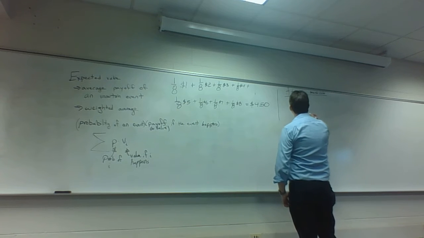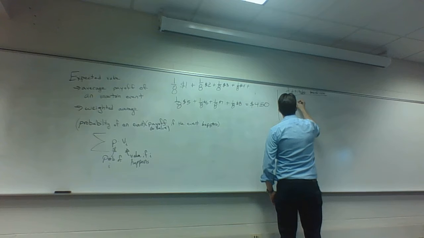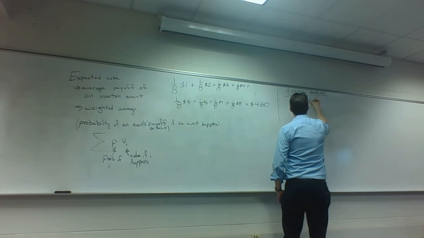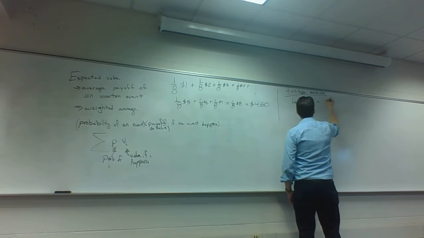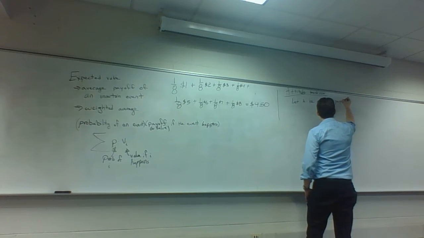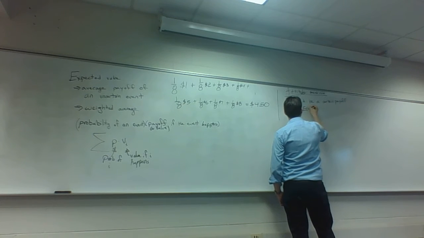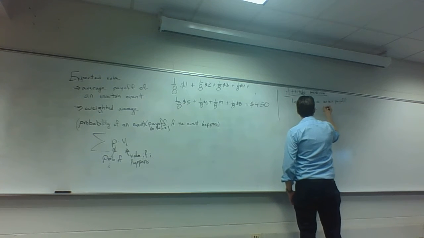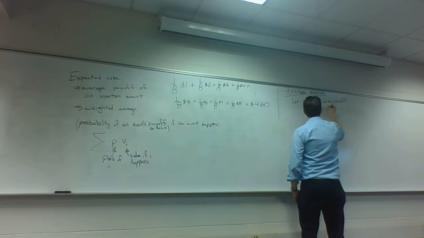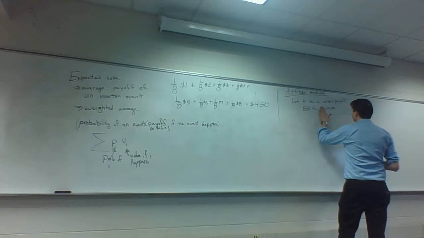So we have to get some definitions around this. Let A be a certain payoff, and E[X] be the expected value of an uncertain payoff.